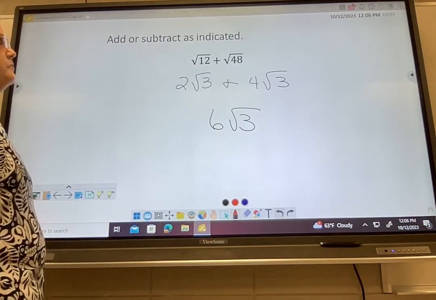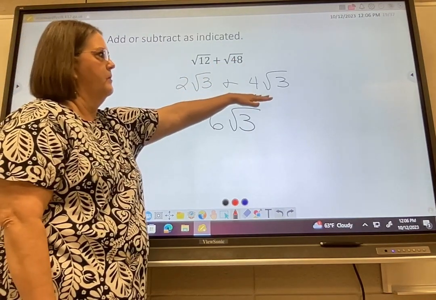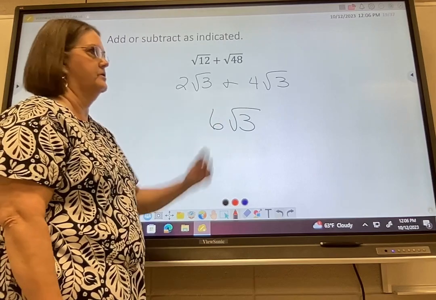Okay? The square root of 12 is 2 square roots of 3. The square root of 48 is 4 square roots of 3. Add them together, that's 6 square roots of 3.